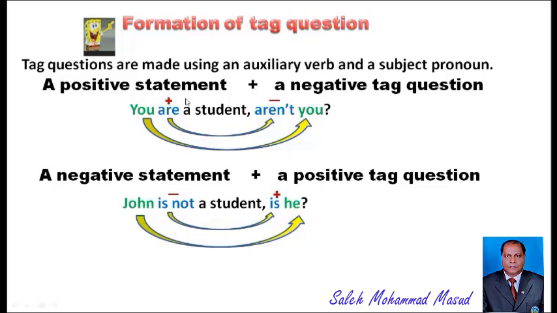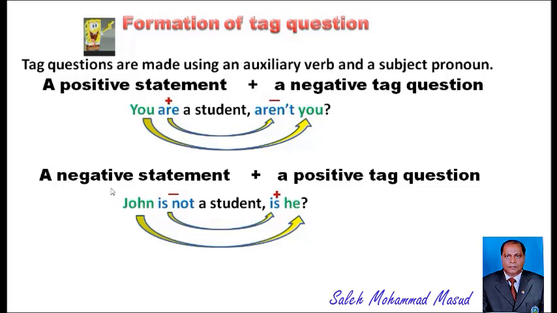Please look at this example. You are a student, aren't you? Here the statement is positive, so the tag question is negative, aren't you? John is not a student, is he? Here the statement is negative, so the tag question is positive, is he? Here the pronoun he is replacing the noun John.